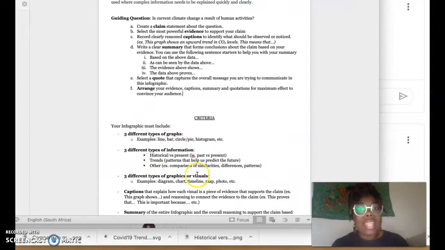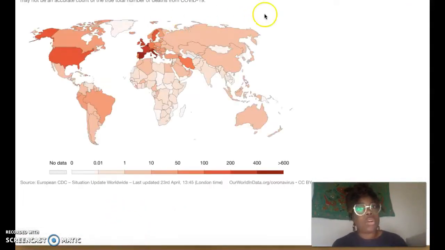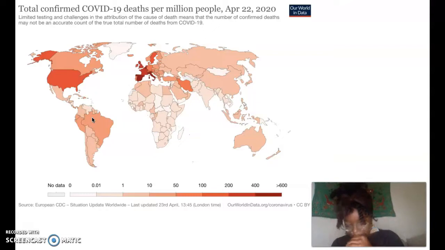Next, trends, so patterns that help us predict the future. So for this one, I actually put a COVID-19 trend map. This is just showing COVID-19 deaths per million people around the world from April 22nd. So you could use this sort of data to maybe make some predictions about what might be happening in the future.